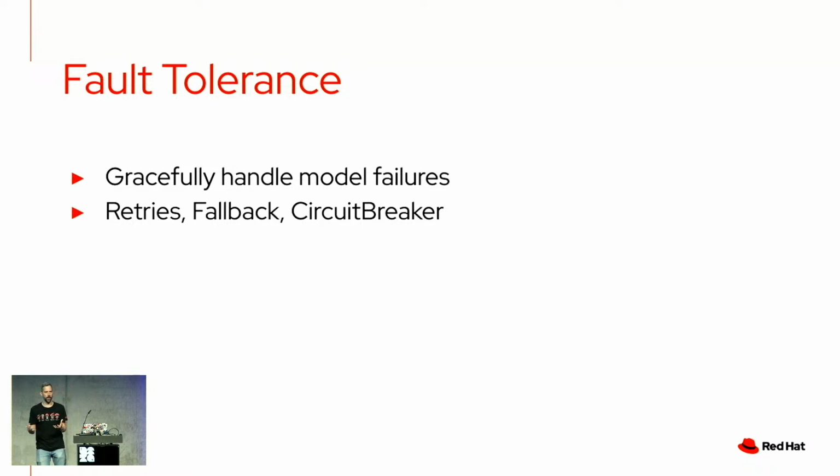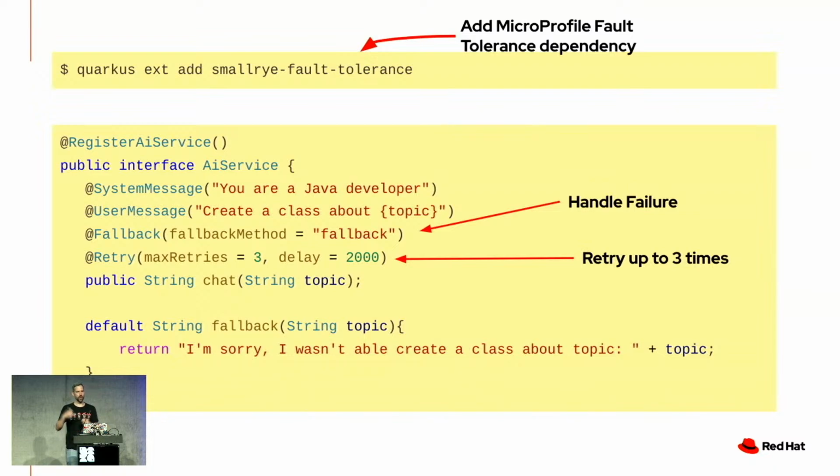But I want to add some more stuff to my application to make it more robust, right? Because they're API calls, that's what Hugo said, and so we need some fault tolerance in case the AI model does not respond, or if there's some issue with the network or something. So we want to handle that gracefully, right? So we want to add retries or a fallback method or something. And so you can do that by, for example, adding the smallRye fault tolerance dependency, which is an implementation of microprofile.